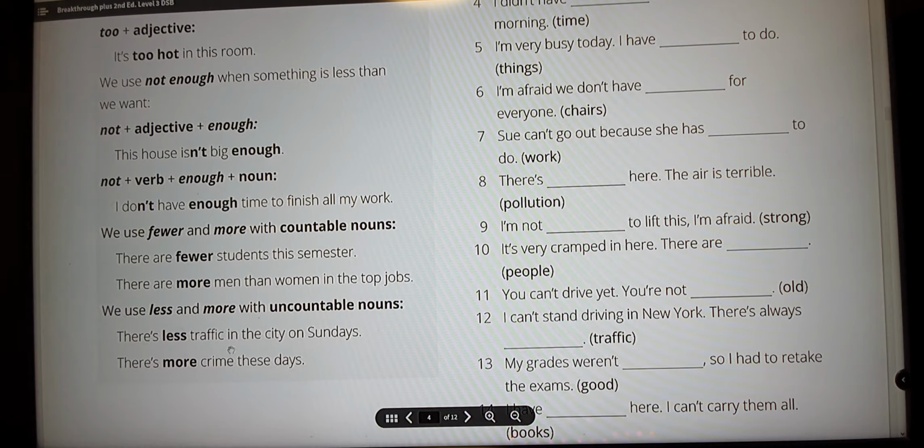That means there's more traffic on other days. There's more crime these days. Crime, uncountable. More crime than we want, or more crime than we like, or more crime than we need.